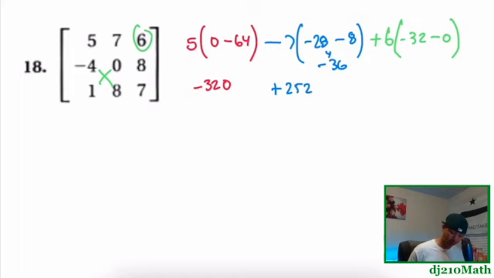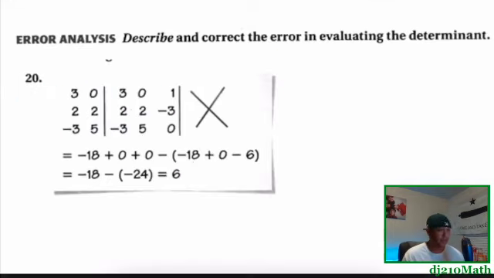Negative 32 minus 0 is negative 32 times 6. So it's going to be a negative number. 6 times 2 is 12. Carry the 1, 18, 19. Okay. Here's where the mistakes happen. Basic math. So 492, 502, 512. Negative 512 plus 252. Negative 260. Okay, number 20.